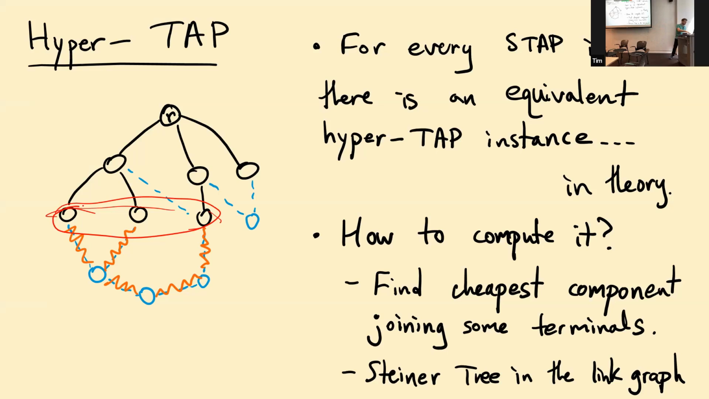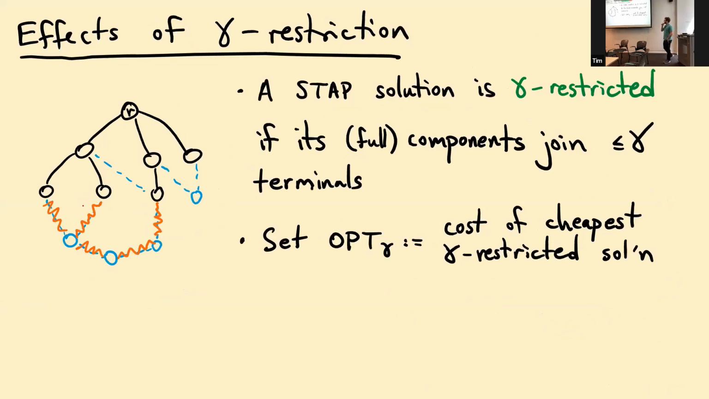So what we do to deal with this is utilize an old result on Steiner trees, which allows us essentially to focus on solutions which only join constantly many nodes. Okay, so this is called gamma restriction. So I'll call a solution to STAP gamma restricted if all of the components join at most gamma nodes.